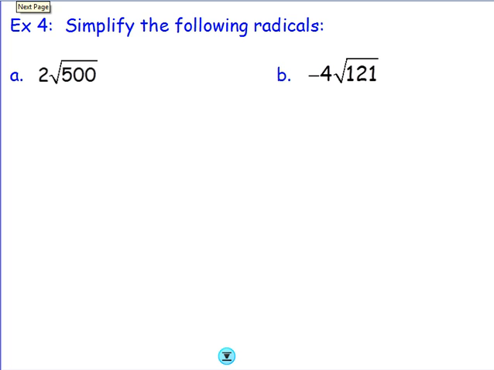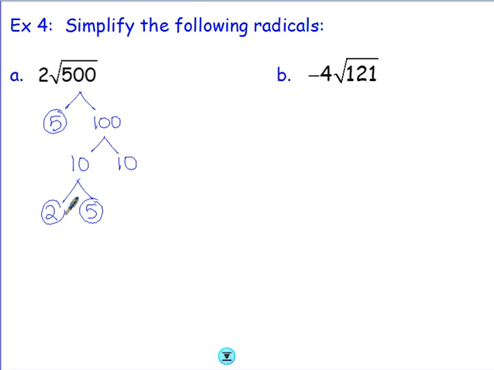Let's see how you did. 500 is 5 times 100. 5 is prime. 100 is 10 times 10. 10 is 2 times 5, both primes. The other 10 is also 2 times 5, both primes.